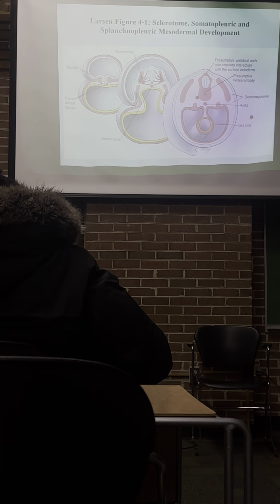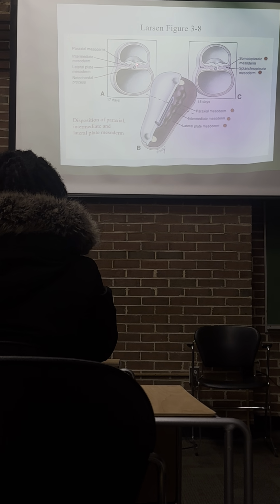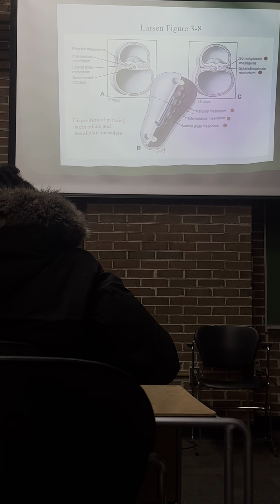This is another view, a cutaway: paraxial mesoderm along the axis next to the notochord process here. Then there's intermediate mesoderm, and then lateral plate mesoderm. So paraxial mesoderm is going to be responsible for things like your spinal column and associated muscles. Okay? Intermediate mesoderm is going to be committed to your genitourinary system. Lateral plate mesoderm is going to develop limbs, for instance.